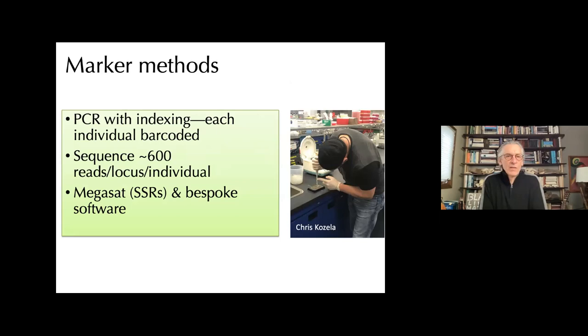We look at these by sequencing, and the sequencing gives us a large number of reads. This is really helpful in simple sequence repeats in particular. They are individually barcoded, and we can run the microsatellites through Megasat software developed here at Dalhousie. But also we have discovered that there are SNPs within the SSR. So we wrote our own code to help with that.